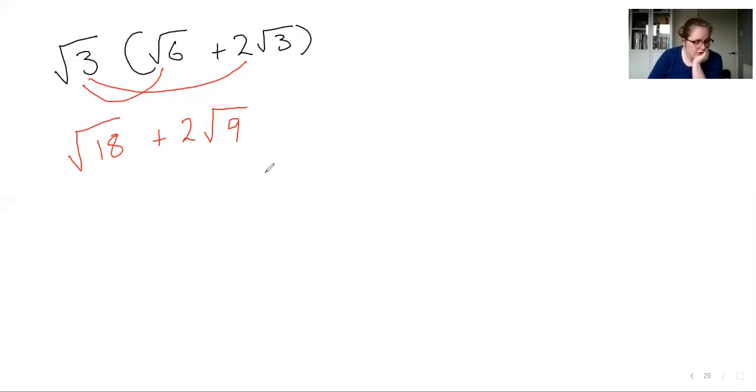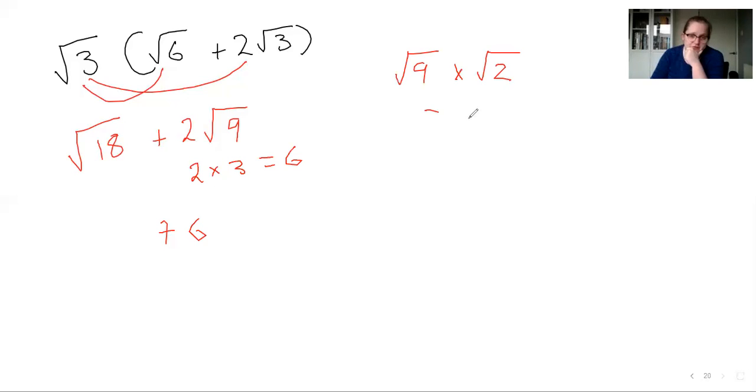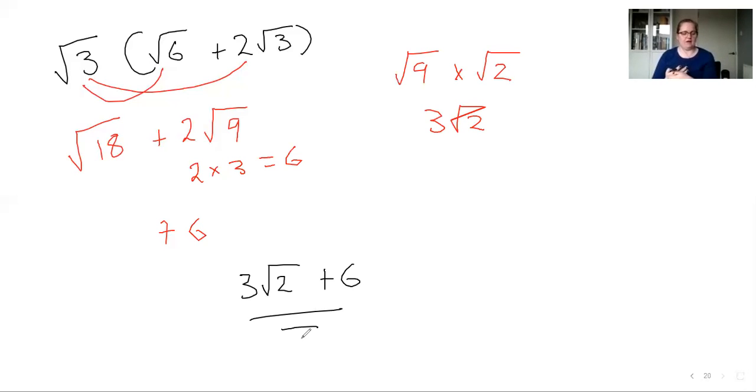So root 9 would give us 3. But we've got 2 lots of root 9, so we're going to do 2 times 3, which will give us 6. Root 18, can we simplify root 18 down? Yes, we can simplify root 18 down into root 9 multiplied by 2. Can we simplify this again? Yes, we can. We're going to simplify this to 3 root 2. So our final answer would be 3 root 2 plus 6. And that would be our final answer.